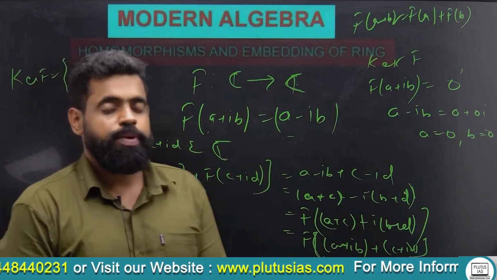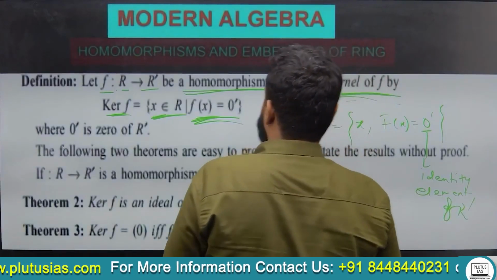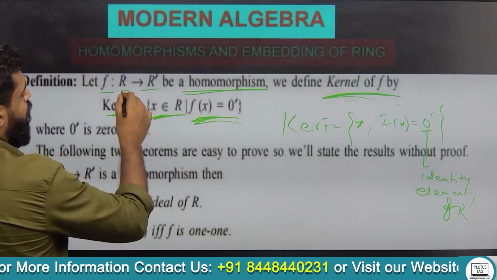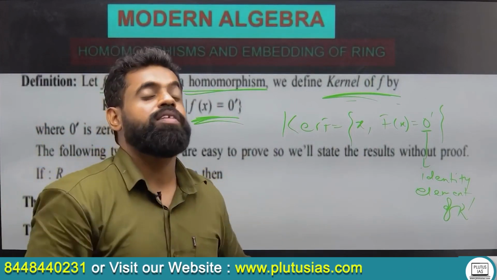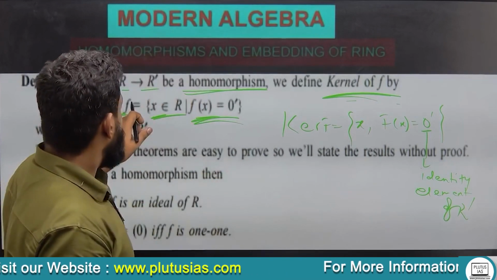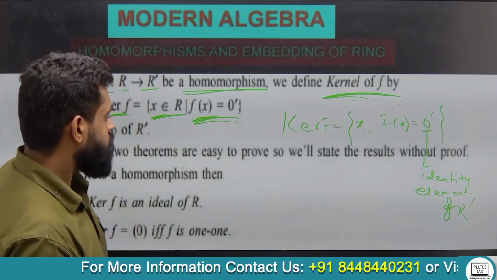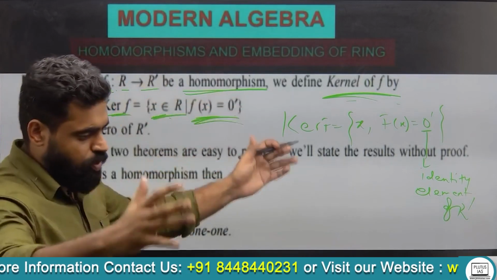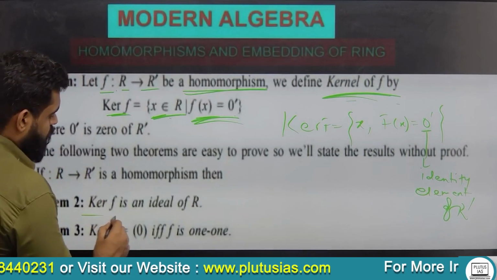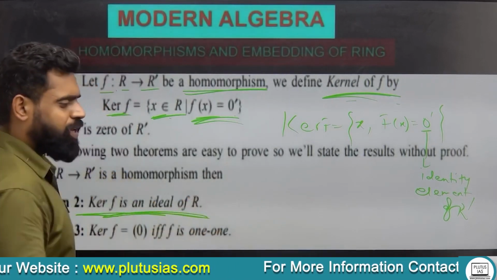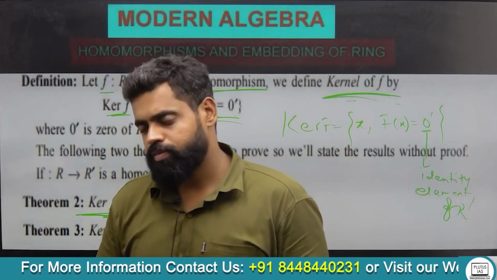It is very simple. What is the kernel of f? If f is a function, a homomorphism from R to R dash, then it satisfies two more properties. For all those x such that f of x is equal to 0 dash, this set of all those elements is called the kernel of f. And now the question which comes in your examination is: prove that the kernel of f is an ideal of R. Basic, clear. I told you modern algebra is too easy if you understand the definitions and basics clearly.